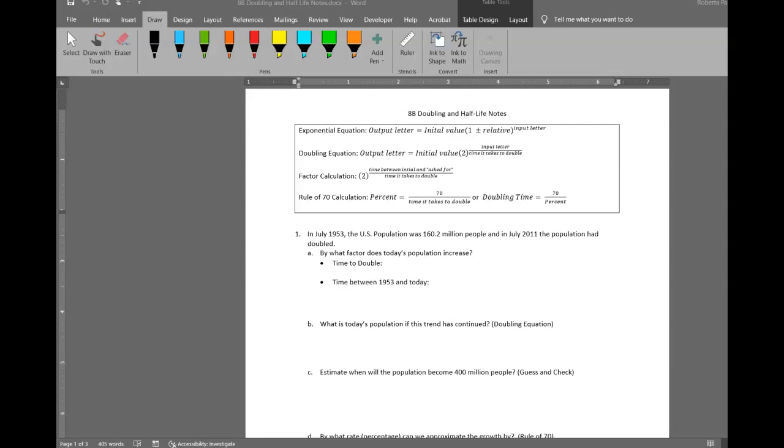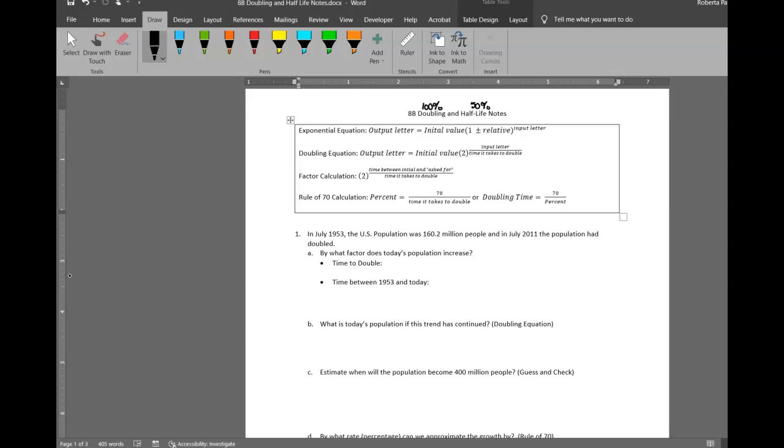In this lesson, we're going to talk about two different special types of exponential equations. One of them is doubling and the other one is half-life. Just note that when doubling, we know that this is growing by 100%, and when it's a half-life, we know that it's decreasing by 50%. So that's why these are special types of exponential equations.